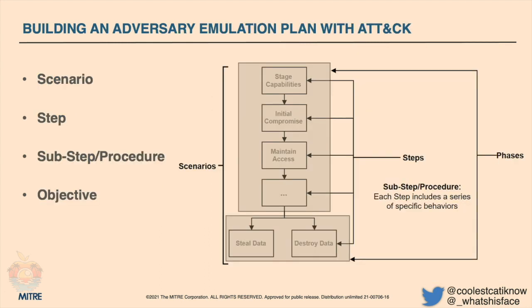So walking through how to leverage macOS ATT&CK for adversary emulation. There's a scenario, right? That's a storyline, like who done it, where, the candlestick in the library, that guy. The step is going to be the tactic, the sub-technique procedure, which is what actually happened, and then the objective, what was the overall goal.